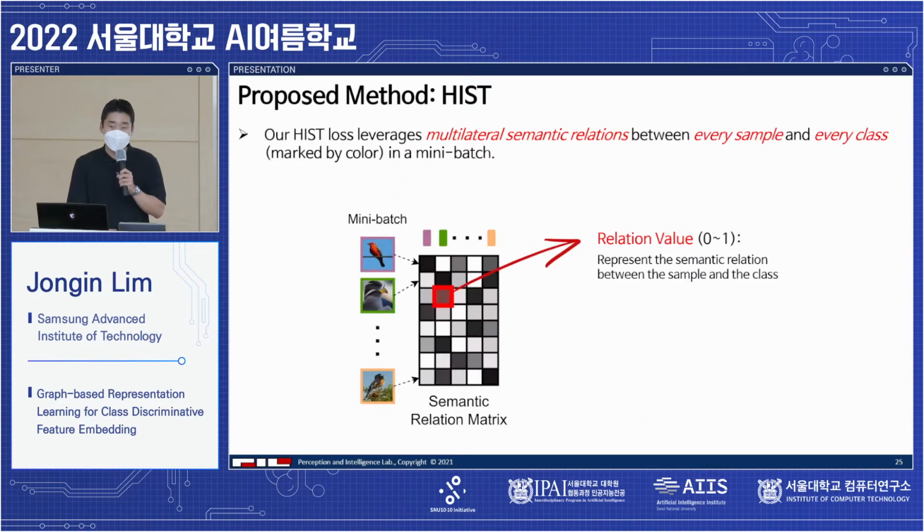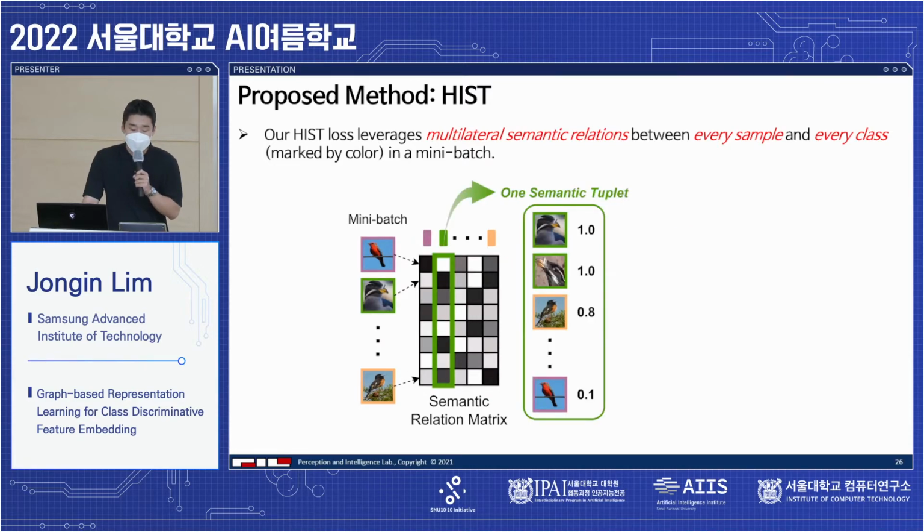Now, let's take a closer look at our HIST loss. Our HIST loss utilizes multilateral semantic relations between every sample and every class for a given mini batch. These multilateral relations between sample and class can be formulated by a matrix, where each element of the matrix represents a relation value from 0 to 1 that represents the semantic relation between the sample and the class. Then, we define each column of the matrix as a semantic tuplet. We will take the green class as an example.